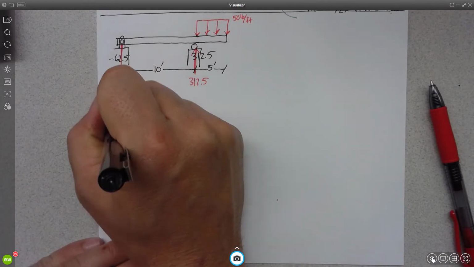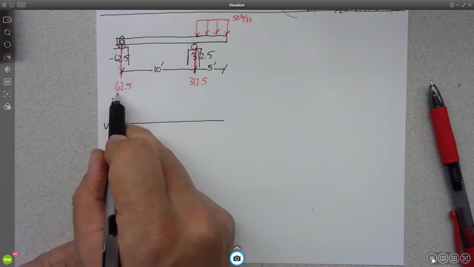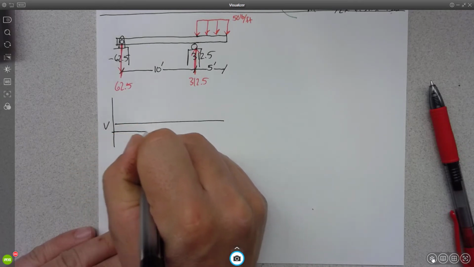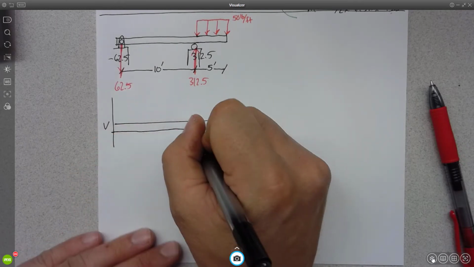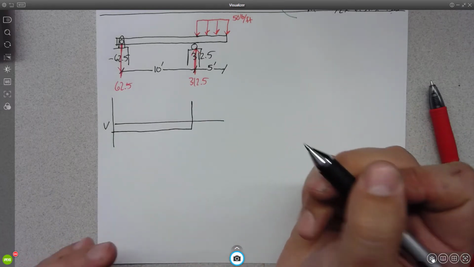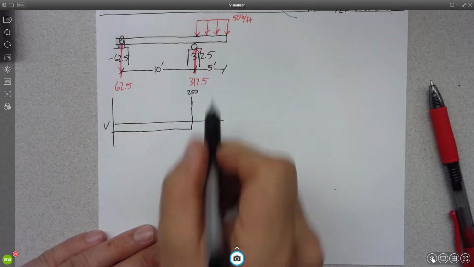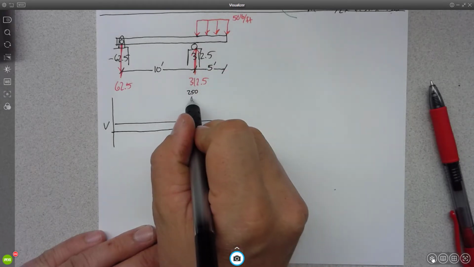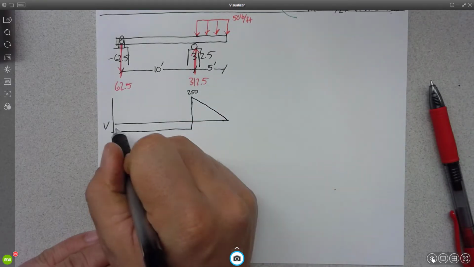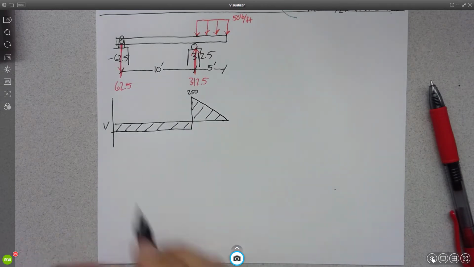Okay, so if we start graphically, it looks like we jump down 62.5. Nothing changes till we get over here, and we jump up 312.5, which would be 250. And then we have a downward negative slope of 50 per foot for the next 5 feet to get us back to 0. Not so bad.